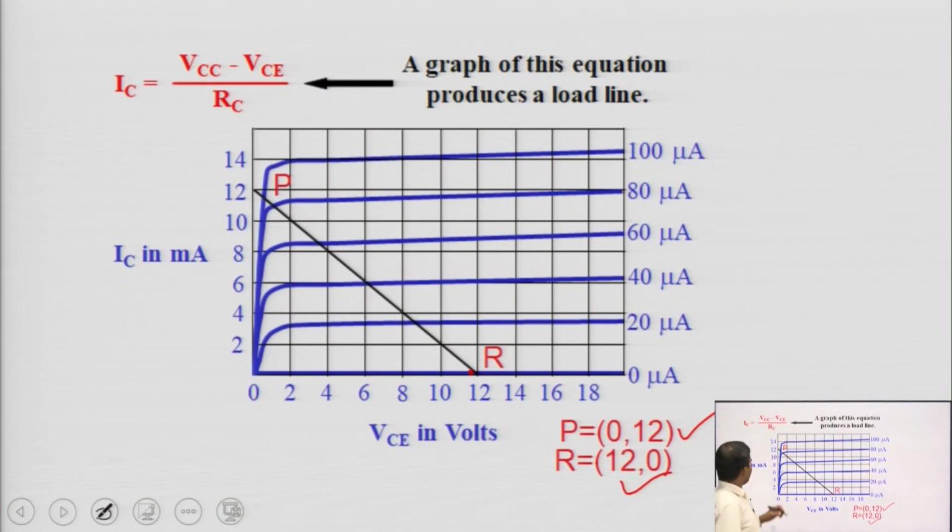Okay, guys. So the coordinates of this straight line PR are 0 comma 12 and 12 comma 0. This is called the DC load line. Why is it called DC load line? Because this is the straight line of DC output current, this means DC load current. Since this is the straight line of DC load current, that is why this is called DC load line. Now we can see that the straight line PR is the DC load line. If anyone asks you to define DC load line, simply the line of DC load current is called DC load line.